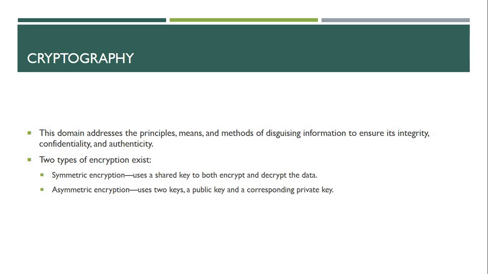Then there is what is called asymmetric encryption, wherein it uses two keys, a public key and a corresponding private key. Before the data is transmitted, the data is encrypted with the recipient's public key. That encrypted data can only be decrypted with the recipient's private key. And usually, if I'm not mistaken, asymmetric encryption is used in WhatsApp. That is one of the applications.